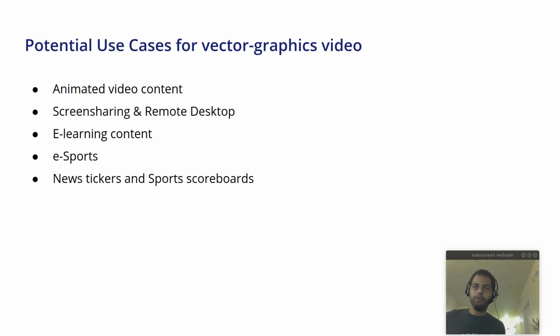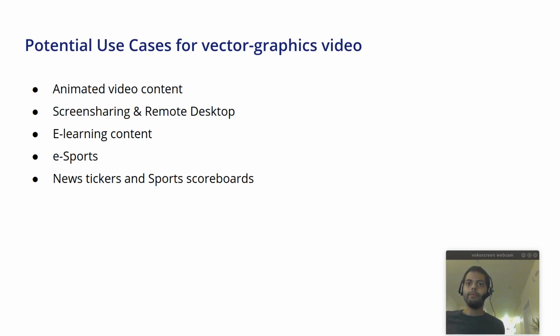We obviously went over animations and screen sharing e-learning, so those are a couple of examples of where vector graphics could be used, but there's a couple others. You can imagine esports. Certainly libraries like WebGL are more than capable of rendering simpler video games like Minecraft and Fortnite. So there's certainly potential for using vector graphics to deliver that kind of content.